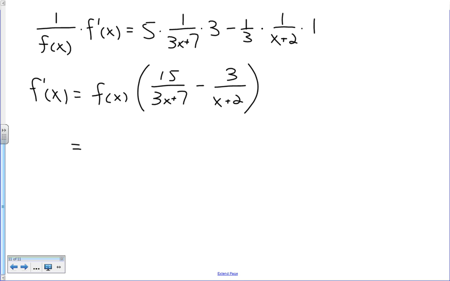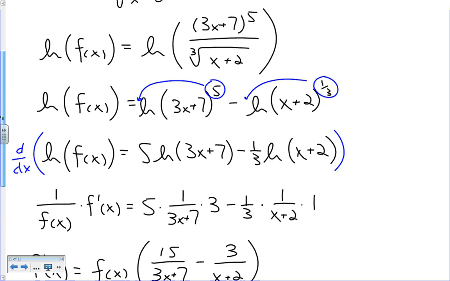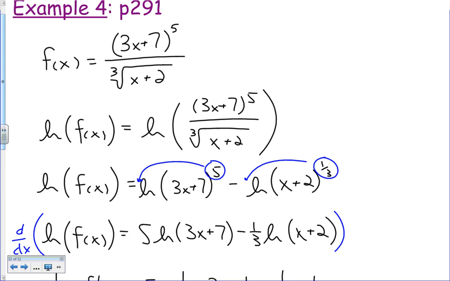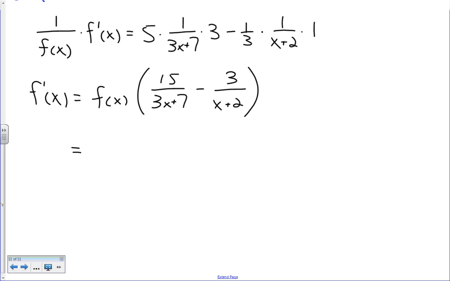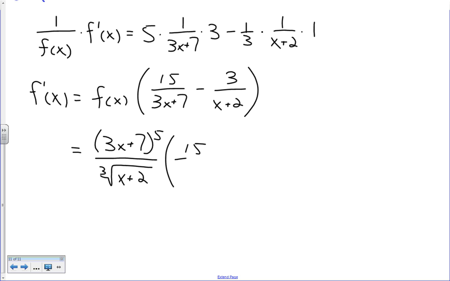The last step then is to replace f of x with what it's equal to. Now again, f of x in this problem was this quotient here, 3x plus 7 to the 5th over the cubed root of x plus 2. So it's 3x plus 7 to the 5th over the cubed root of x plus 2 times 15 over 3x plus 7 minus 3 over x plus 2. And there's our derivative. Okay?